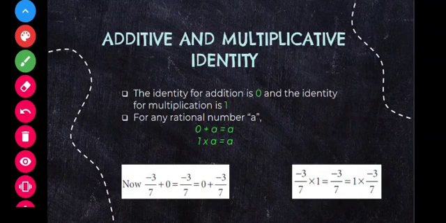Additive and multiplicative identity. Okay, so the identity, what do you mean by identity? Identity, you might have heard identity card or something. Identity is something which gives a representation to a number. Okay, so here we have additive and multiplicative identity, two separate values which are very important in mathematics.